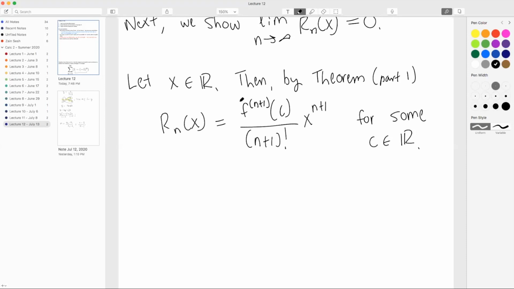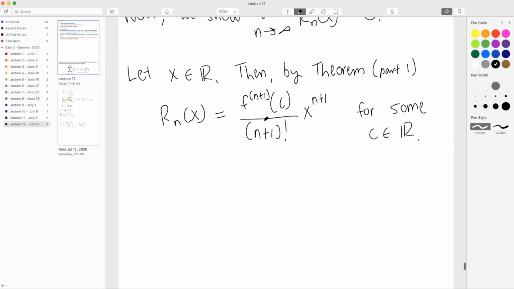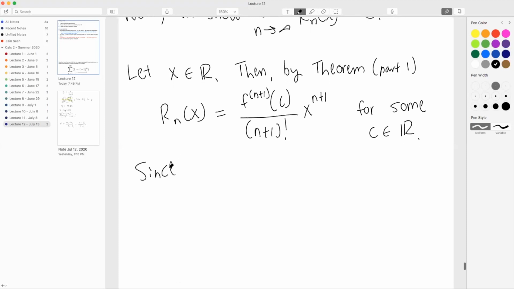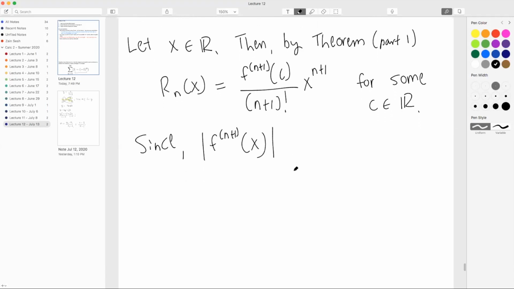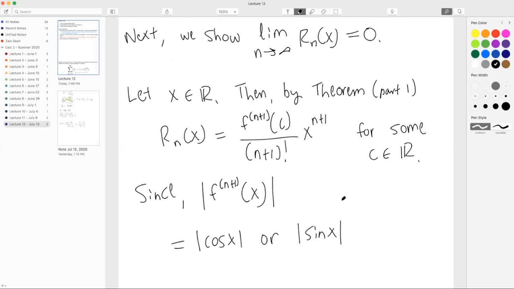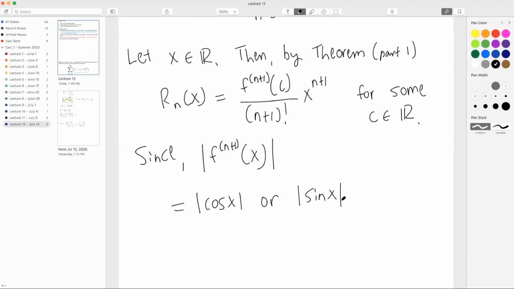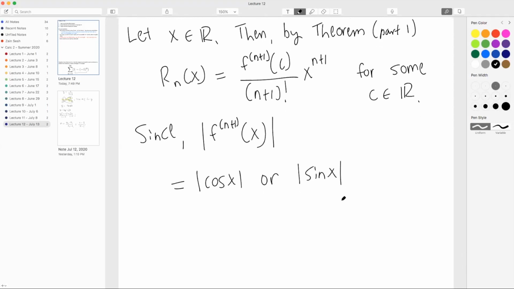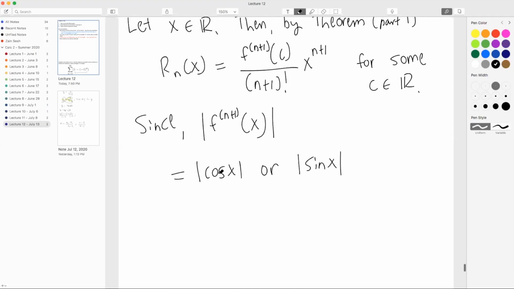Good, so let's just look at the numerator, by the way. It's going to be the n plus 1th derivative of sine of x. Let's look at the absolute value of that. The absolute value of the n plus 1th derivative is going to be one of two things: the absolute value of cosine or the absolute value of sine. Why is that? Because I'm looking at the n plus 1th derivative of the function sine of x, and the derivatives of that cycle between sine and cosine. The absolute value gets rid of the negative sign that appears. Thus, both cosine and sine are bounded by 1. This implies that the n plus 1th derivative of f evaluated at c is less than or equal to 1. Very important.